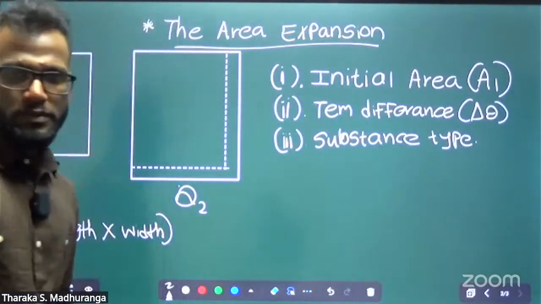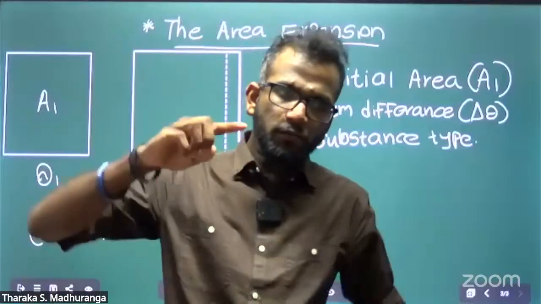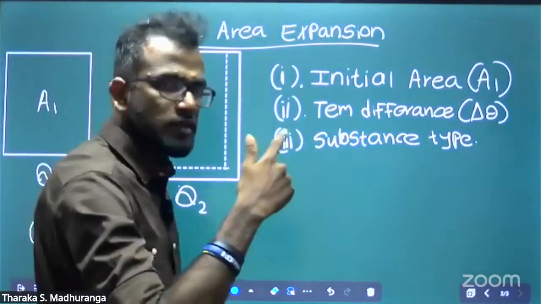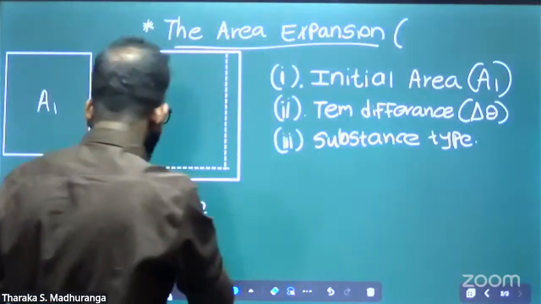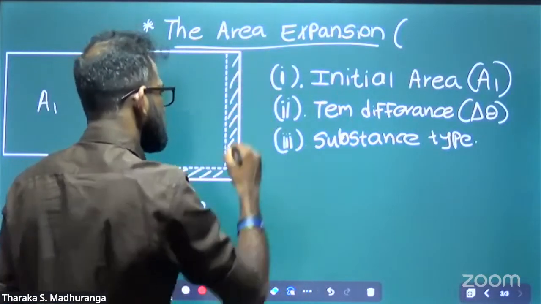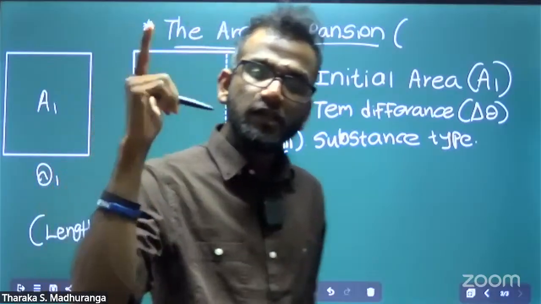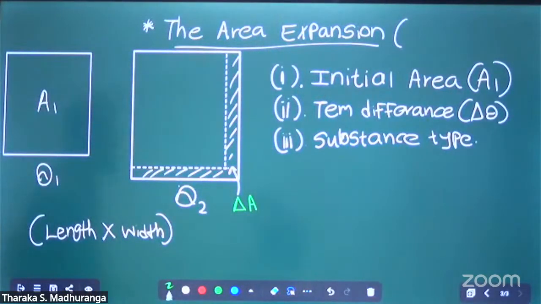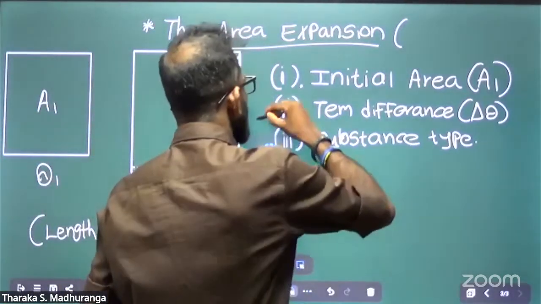Okay, now stop writing. What do you think happens when we increase the initial area, that means A1? The area expansion means delta A. This increasing amount of area we call delta A. What do you think happens to this delta A when the initial area increases? Initial area increasing, very good. It is the same as previous, no difference actually. I am going to explain rapidly therefore.